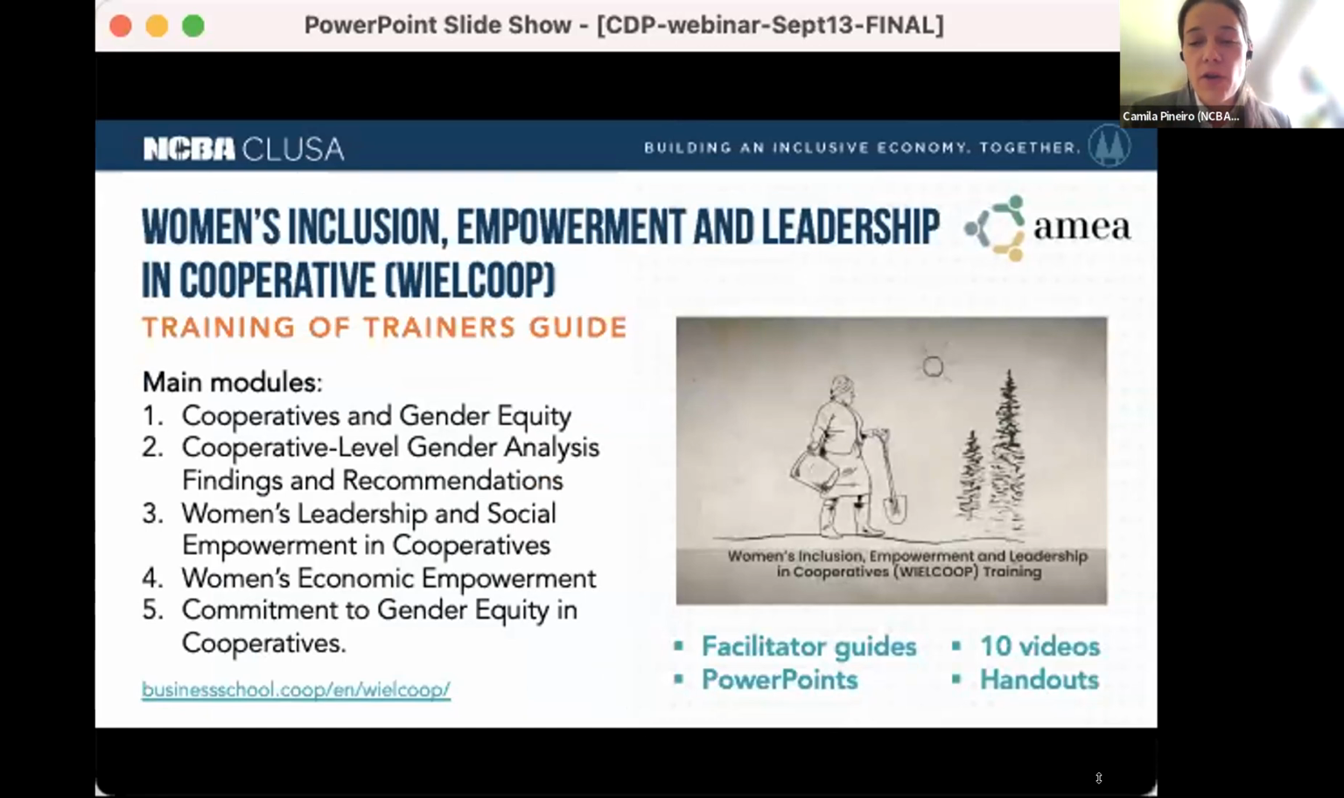Lastly, one other tool we wanted to share is the Women Inclusion, Empowerment, and Leadership in Cooperatives, or WILCOOP, tool. It's a long name, because we developed this tool understanding that there were significant barriers not just for leadership, but for inclusion of women and youth. This focuses on women in membership. So we wanted to start from the beginning. How do we support cooperatives to have more members who are women? Because we know that women are many times behind doing the work, but they don't get to participate in decision making.